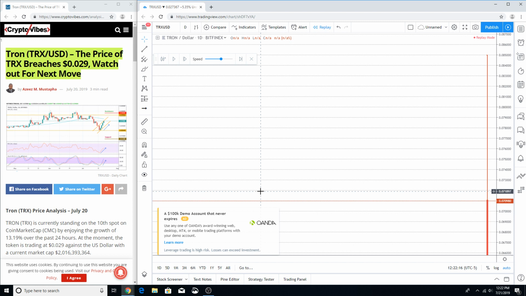Today is July 21st, 2019, where we don't just talk about the news, we see where the news is going to go. We're going to do that for you today with Tron paired against the dollar.